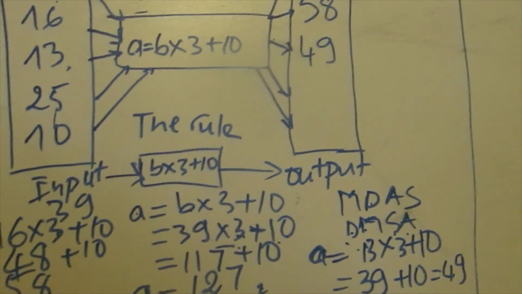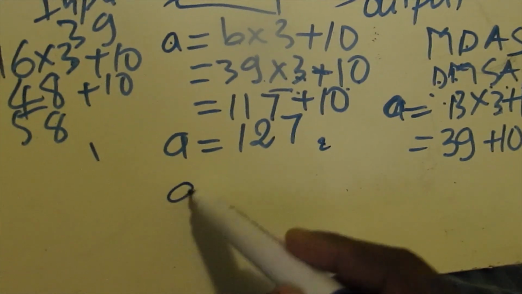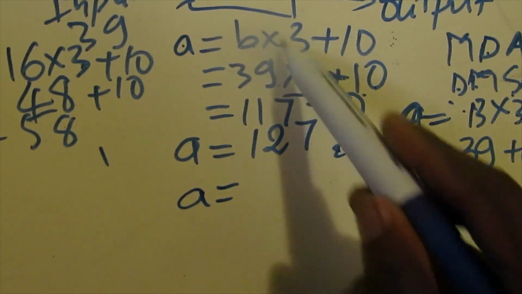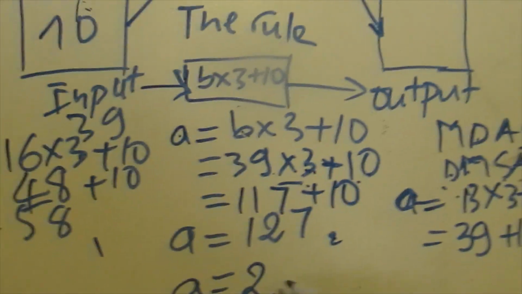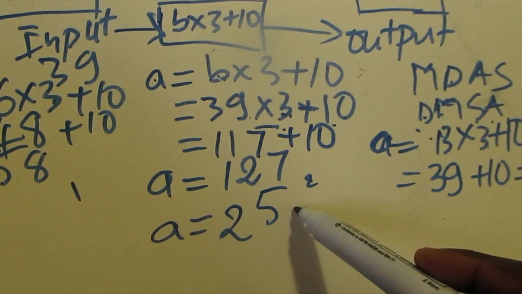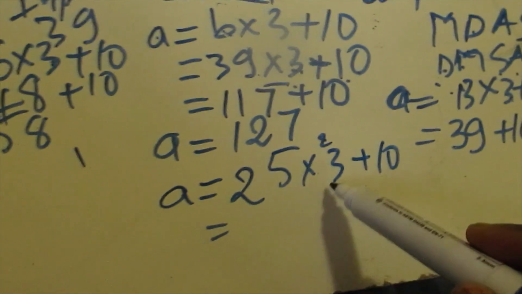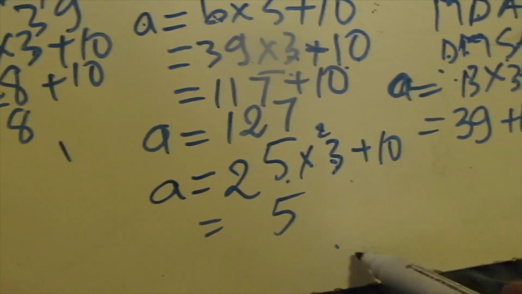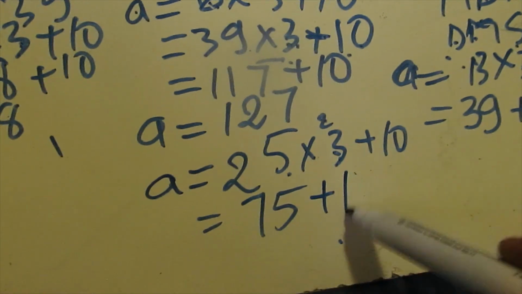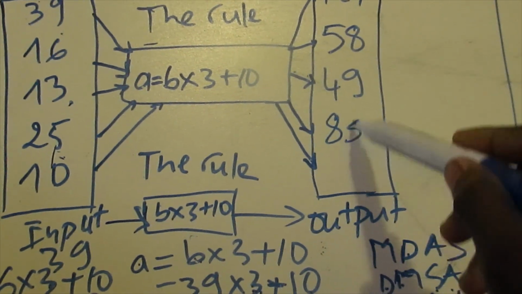Then we must find again with this input, 25. With 25 we apply the same thing. A equal to B. We replace the value of B, that is 25. So 25 times 3 plus 10. 25 times 3, 3 times 5, 15. We carry 1. 3 times 2, 6, plus the carry 1, 7, plus 10 equal to 85. So we go again to our table to write 85.